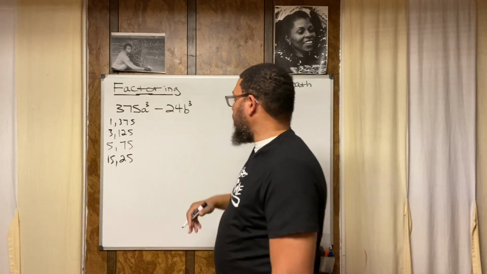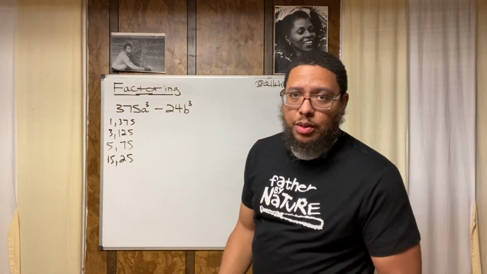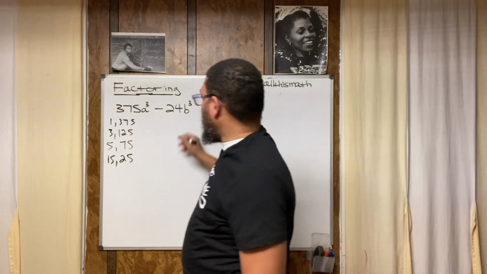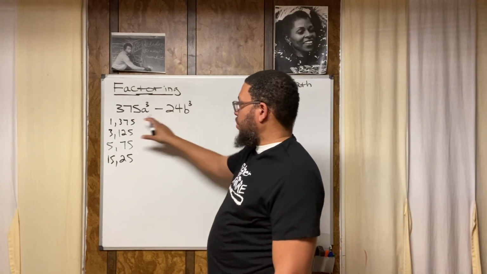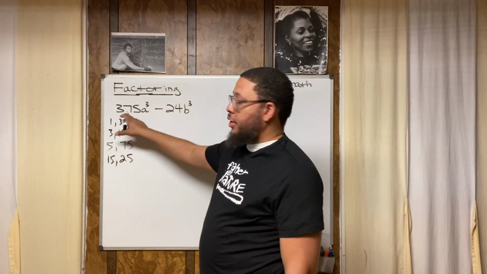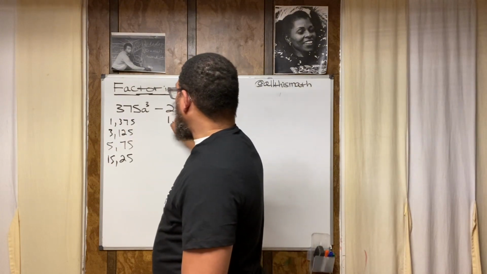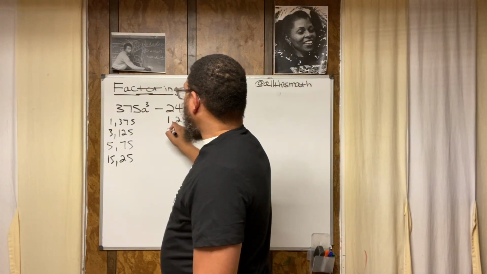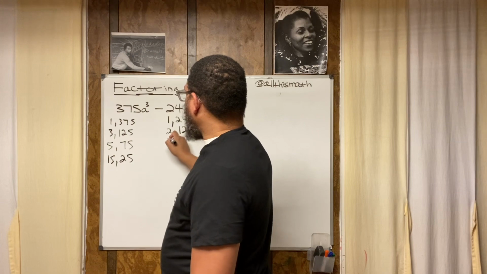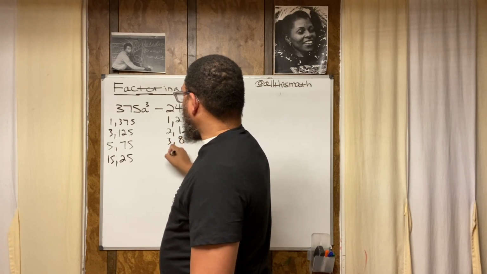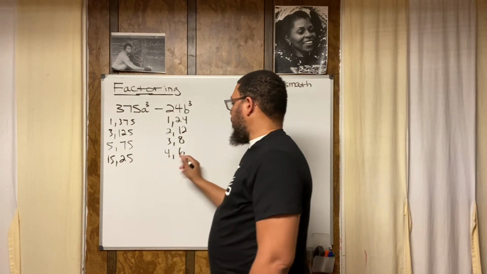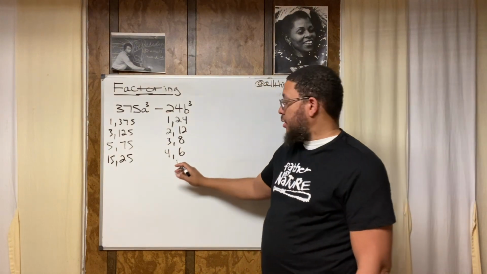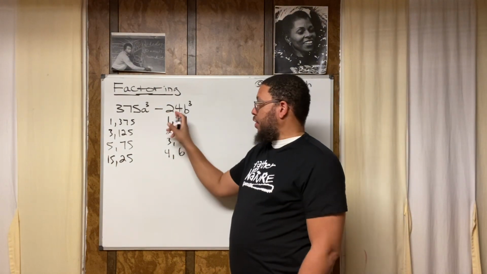Let's go over to 24. Now, let's say you didn't know all the factors of 24 off the top of your head. This is a little easier because this is a considerably smaller number than 375. So we got 1 and 24. We got 2 times 12. We got 3 times 8. We got 4 times 6. Now, there's only one number between 4 and 6, right? Which is 5. And 5 is not a factor of 24.